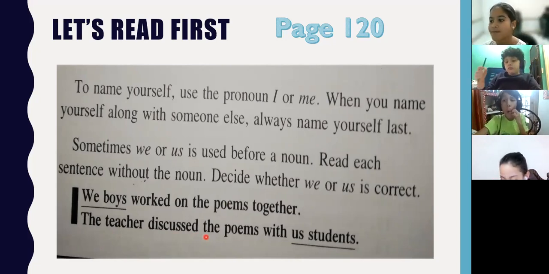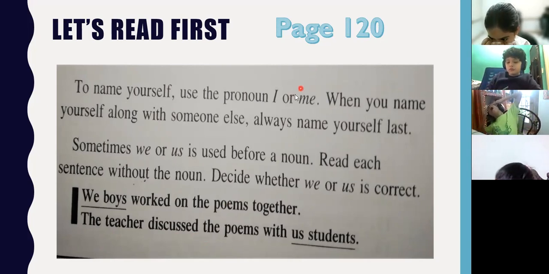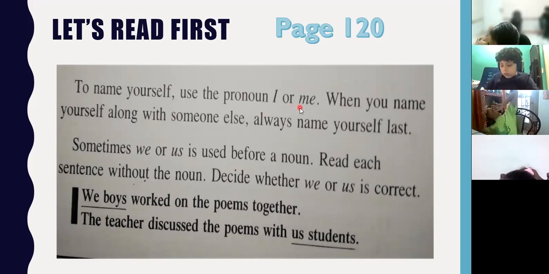Thank you, Mia. Remember, you don't have to copy this. Thank you so much, Mia. Do not copy this. This is the explanation that we have in the book on page 120. To name yourselves, use the pronoun I or me. When we're talking about yourself, I use I because I'm talking about myself. Or I can use me.